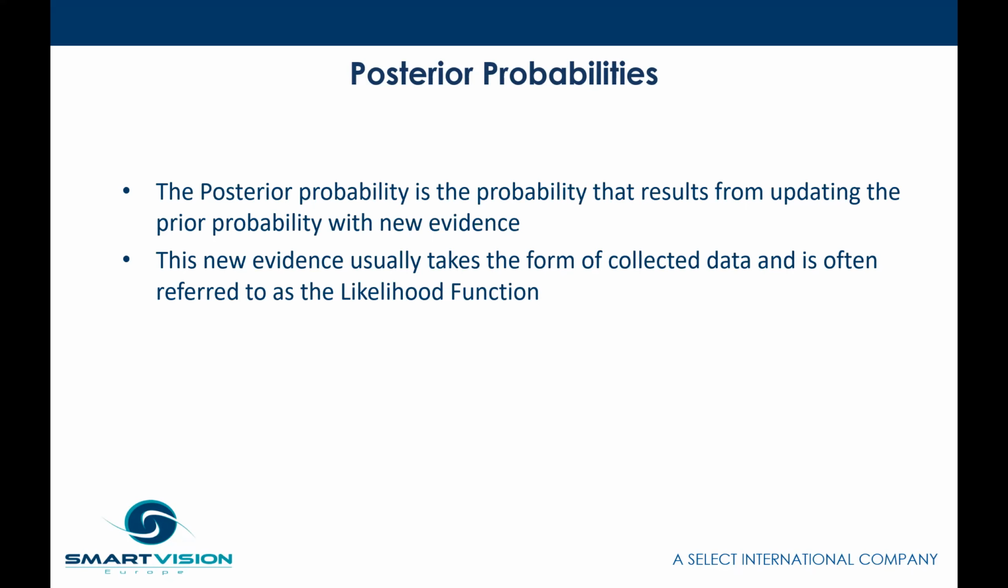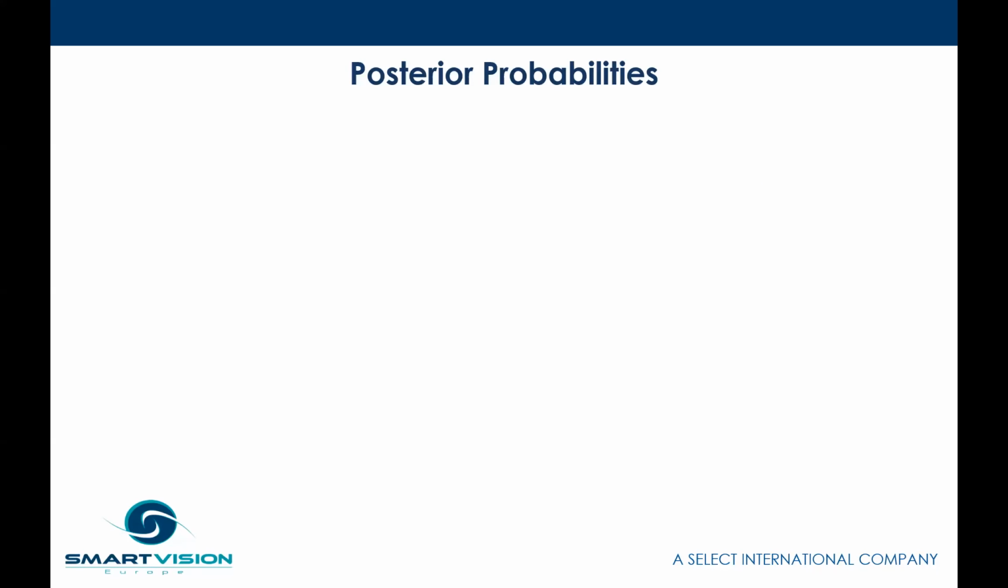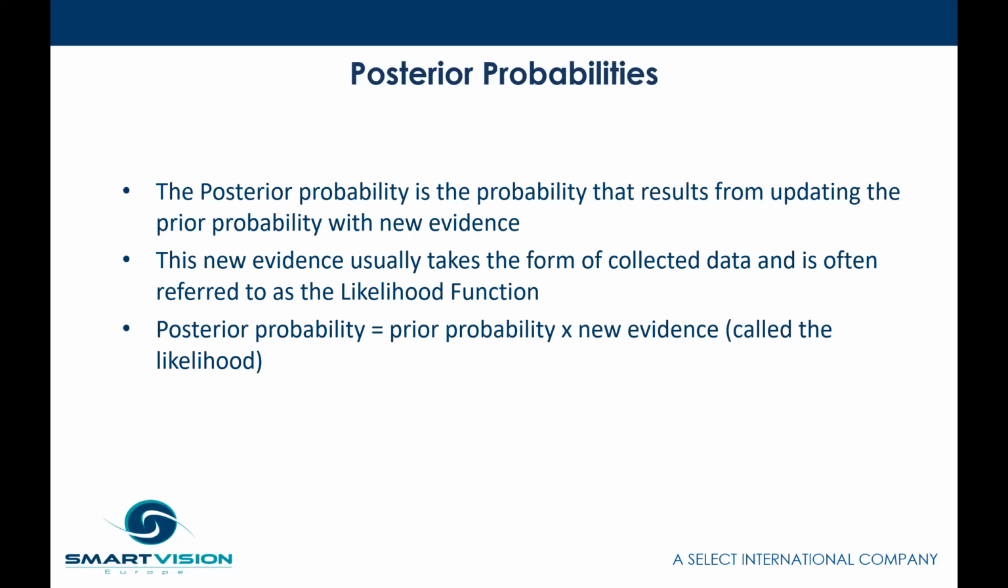And this new evidence usually takes the form of collected data and is often referred to as the likelihood function. So when you hear them talking about terms like likelihood function, they're usually referring to the data. The posterior probability is therefore the prior probability incorporating the new evidence, incorporating the data. So it's what comes out.